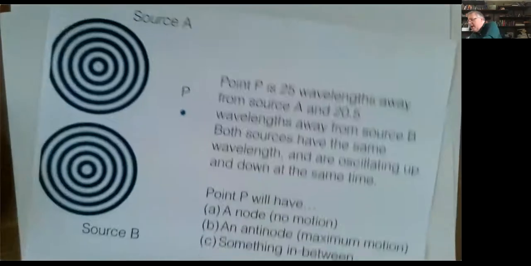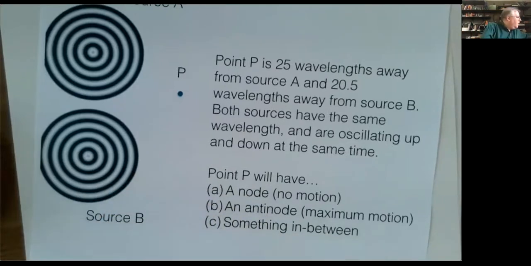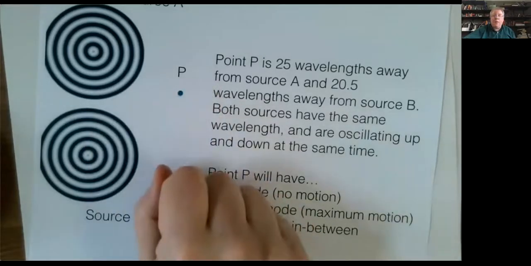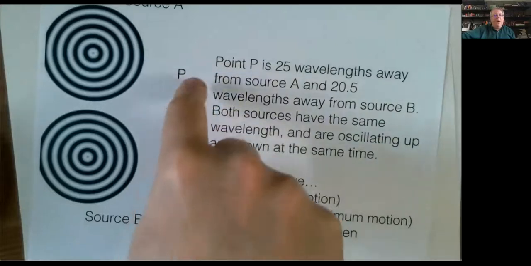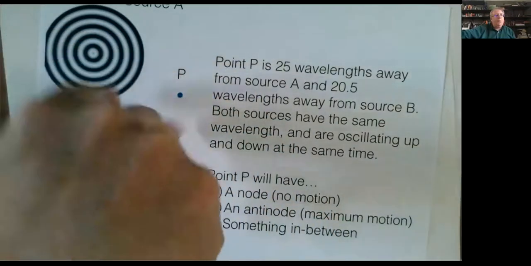So now what if I had 25 and 20.5? Right, so that'll be destructive, because now it would be a half wavelength apart. So where I am, obviously where I put point P will change the relative distance between this and this.